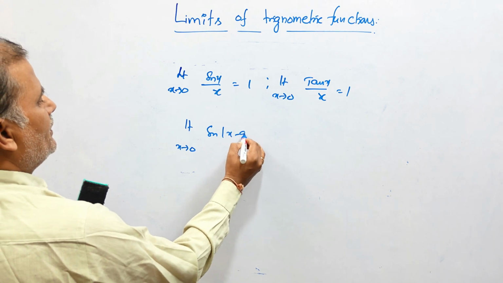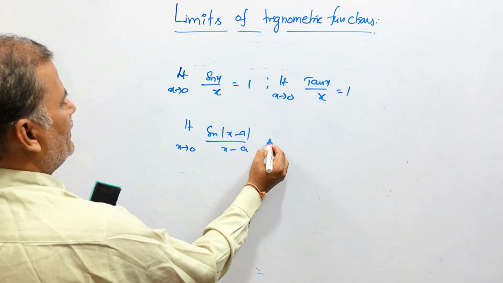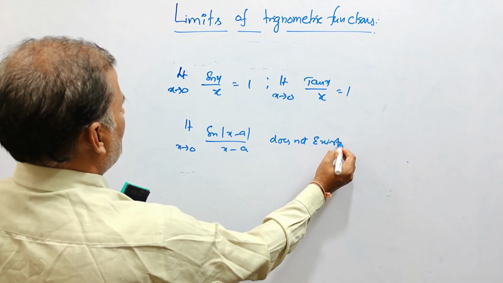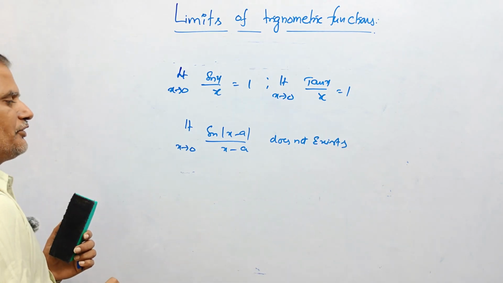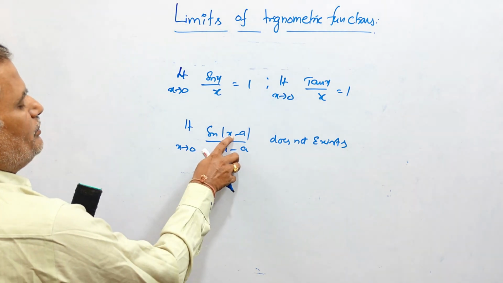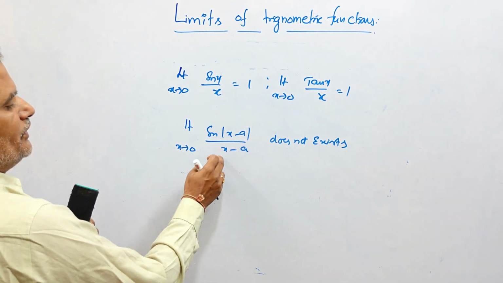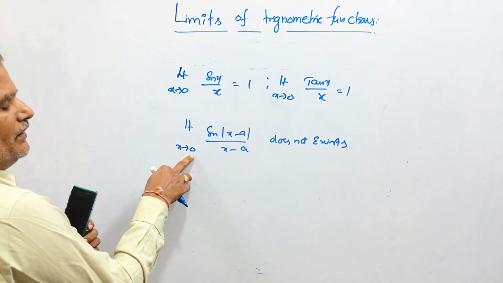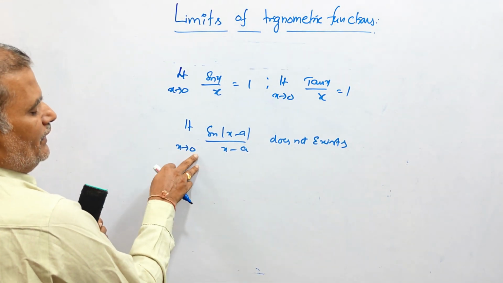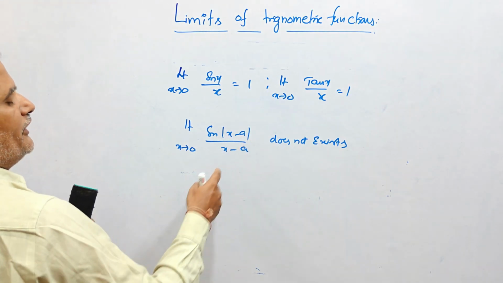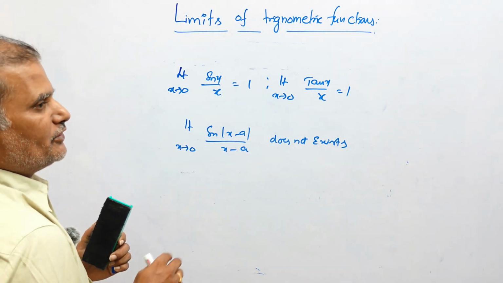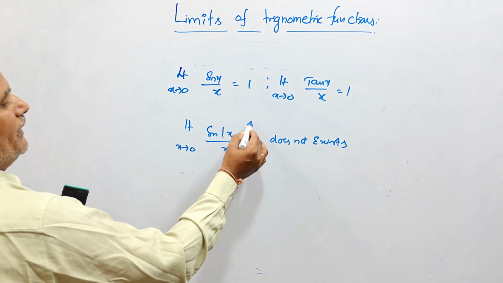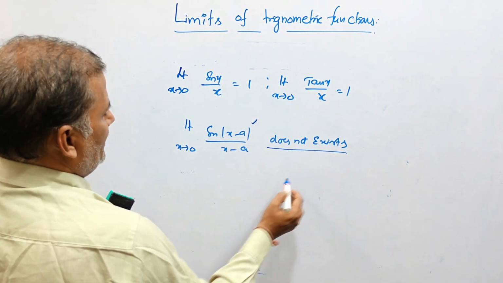The limit of sin|x−a| by (x−a) does not exist, because we apply the right-hand and left-hand limits. When you take the positive side, sin(x−a) by (x−a) is equal to 1. On the right-hand side it is 1. On the left-hand side, |x−a| being negative means minus of (x−a), so it should be −1. Therefore LHL is not equal to RHL, so the limit does not exist.